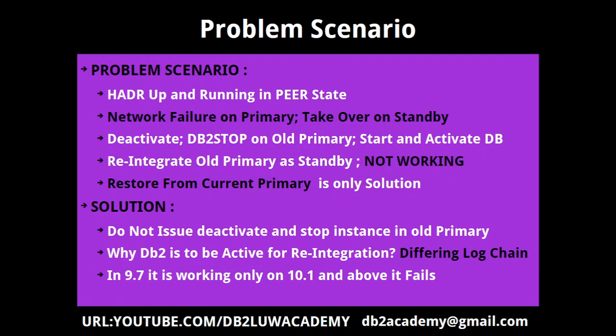Now this is a problem scenario and solution in detail. So the problem scenario is we have a simple HADR system. So there is no automation in place. So a basic HADR system up and running in PEER state, and there is a primary and a standby. Now there is a network failure.